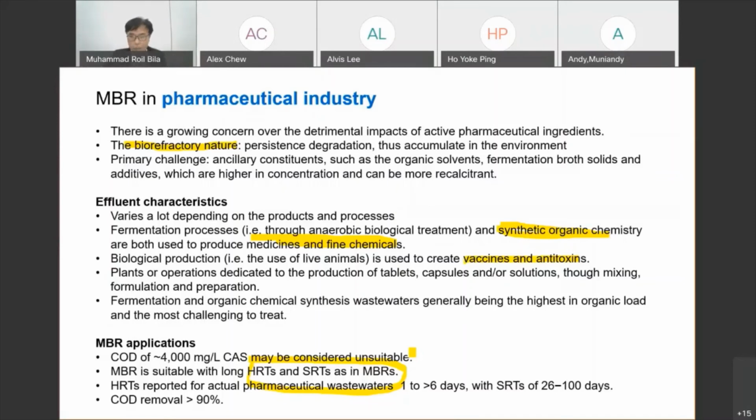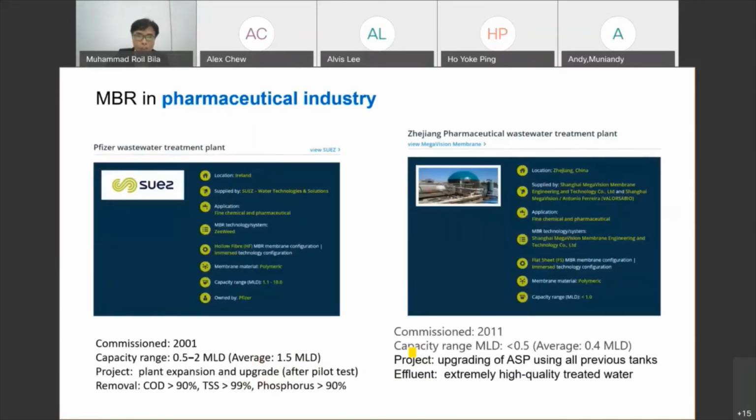So you have a problem with pharmaceutical wastewater. You want to increase the capacity? Simple. Rule of thumb: you can increase the capacity by about 40% just by converting your current system to MBR. If you have no space for expansion, no worry, we can use exactly the same tank and increase the capacity by about 40%. This is an example. I'll not go into detail.